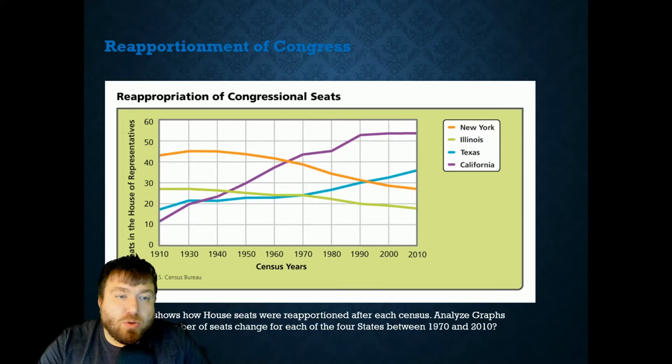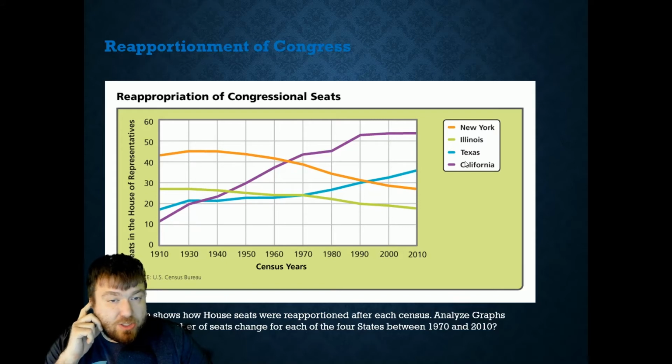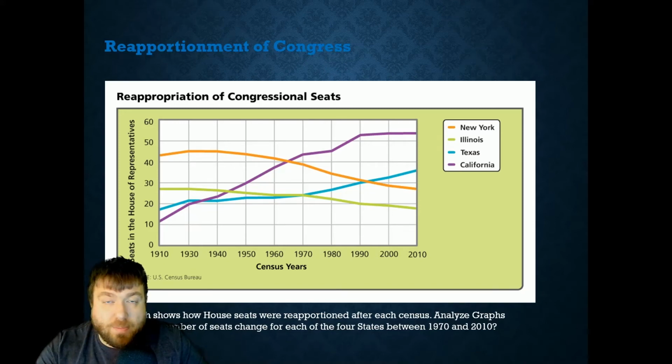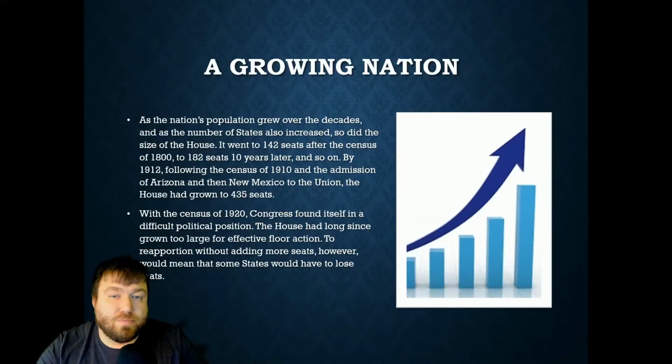Okay, reapportionment of congressional seats. This is just another way to show that data over time. At one point, New York was a lot higher, and then it kind of tapered off over time, whereas California has been growing steadily, and Illinois just kind of slowly tapering off, while Texas is slowly growing. So, this just goes to show over time how congressional seats can change. And this is the purpose of having a census. We just recently had one in 2020. And that census is how they determine, among many other things, how many seats in the House of Representatives each state gets.